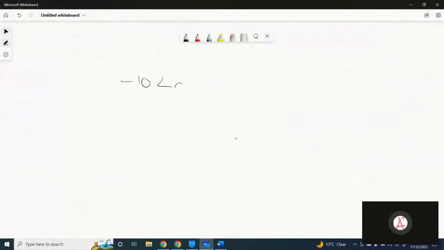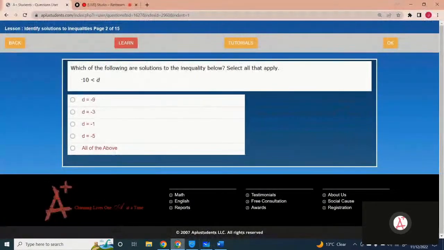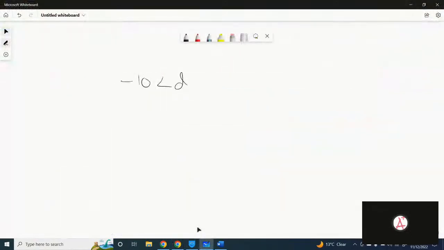Negative 10 is less than d. The options you are given are negative 9, negative 3, negative 1, negative 5. You have to find which of the options is the correct one. Got it? Let's check with negative 9. Replace the d with negative 9: negative 10 is less than negative 9.